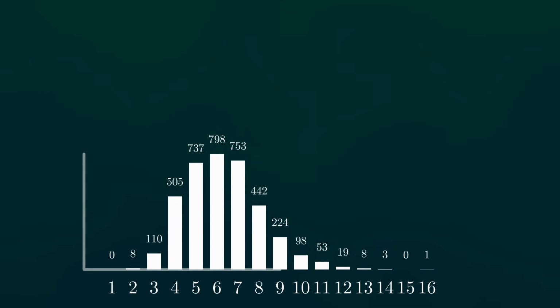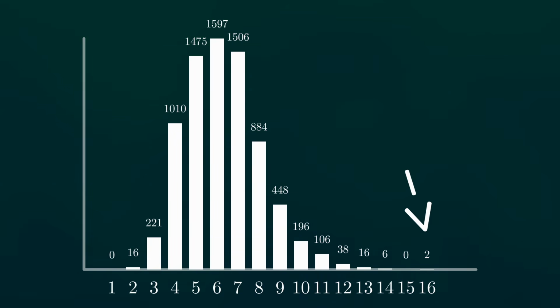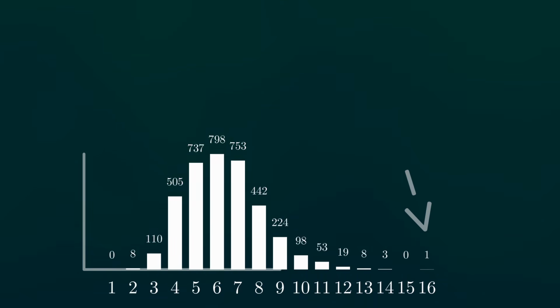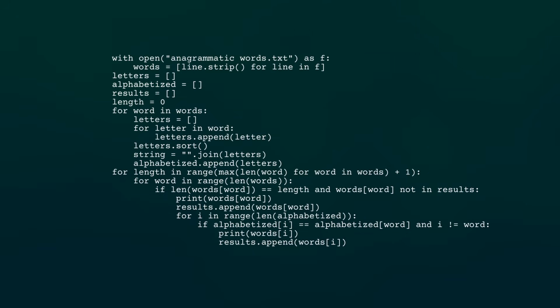And these aren't all super short words either. If you look at the length spread, there are even two 16-letter words who are anagrammatic. You're definitely curious about which ones they are now, aren't you? Well, let's now run this extra code I mentioned before to find the groups of anagrams.